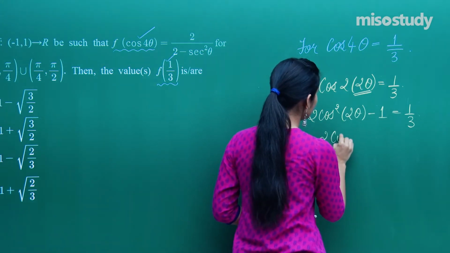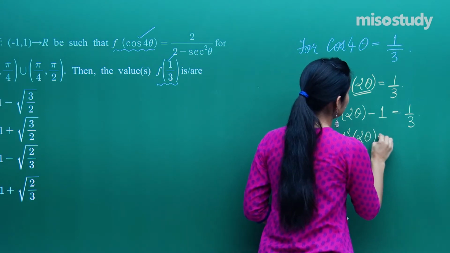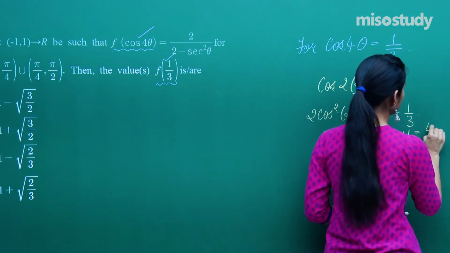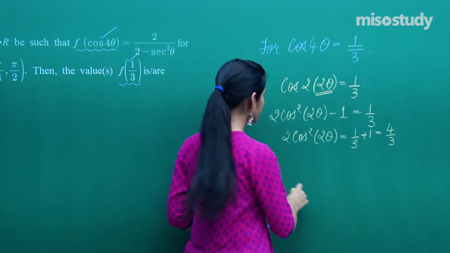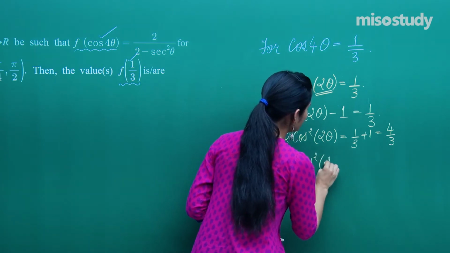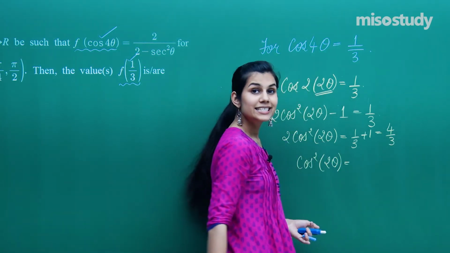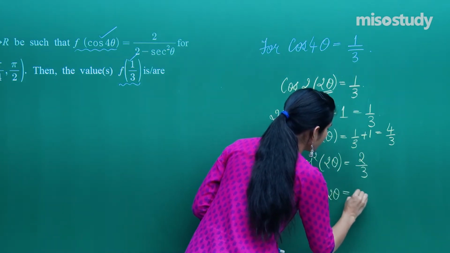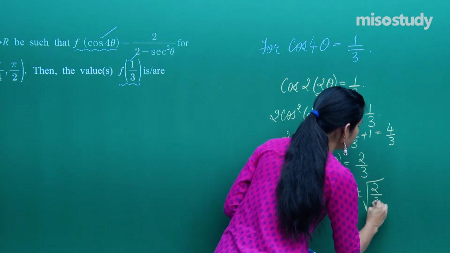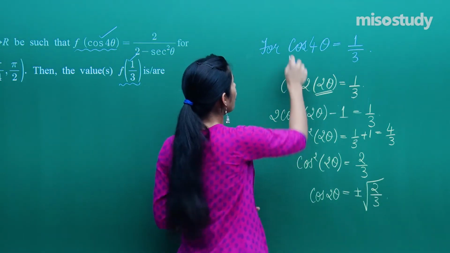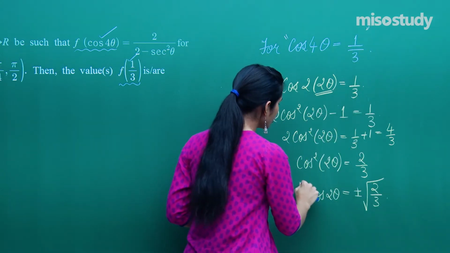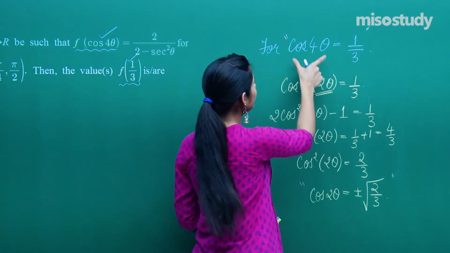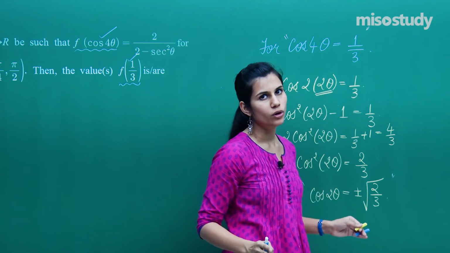So this means what? This will be 2 cos square 2 theta equals 1 by 3 plus 1, which is what? 4 by 3. So cos square 2 theta will be 4 by 6, which is 2 by 3, and therefore cos 2 theta will be equal to plus minus root over 2 by 3. So if cos 4 theta is equal to 1 by 3, cos 2 theta is equal to plus minus root 2 by 3. This is sure. If I want this to be equal to this, this is going to hold for sure.